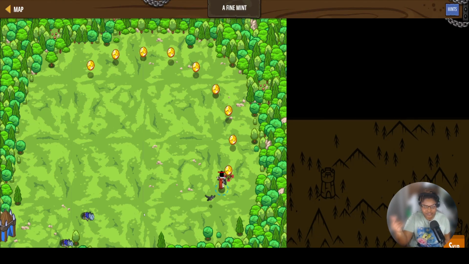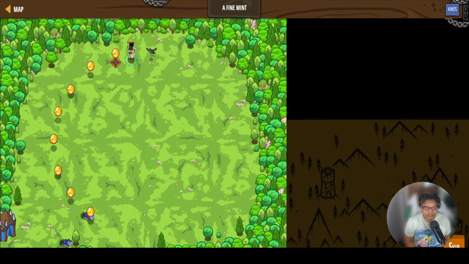So if there's a coin, we're going to get the coin. If there's an enemy, we're going to get the enemy instead, so that way they don't steal our coins that are just appearing out of nowhere. They look like Dragon Balls.